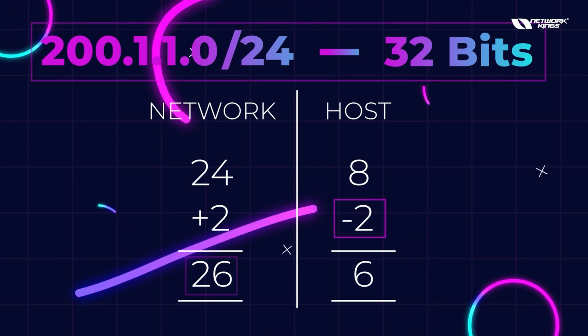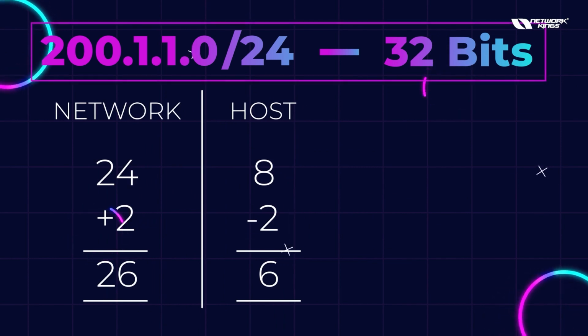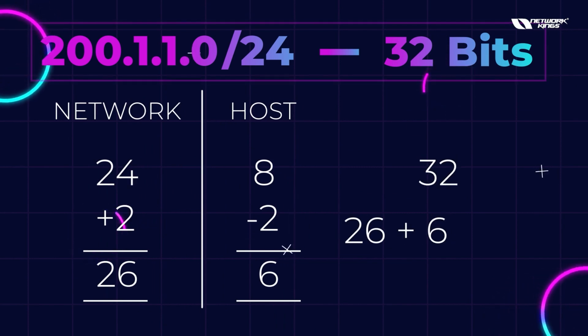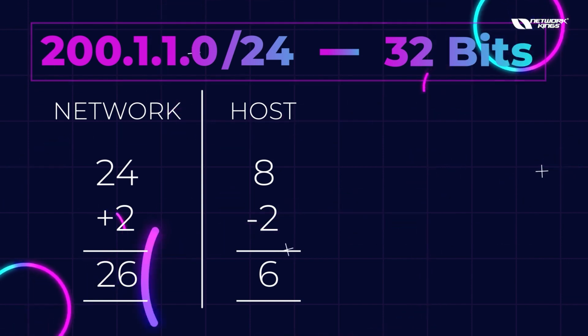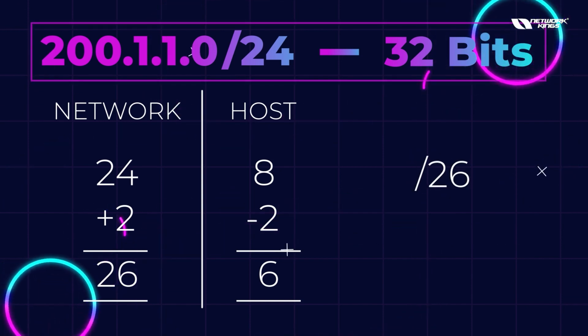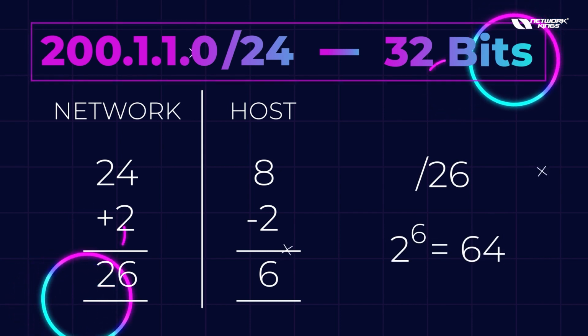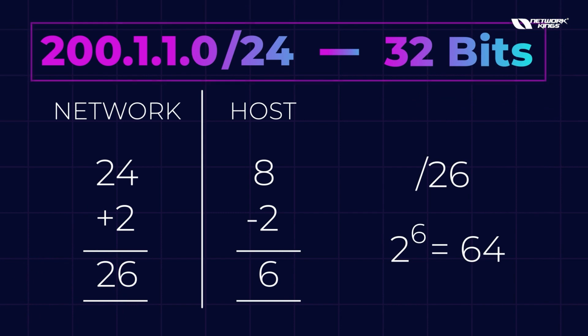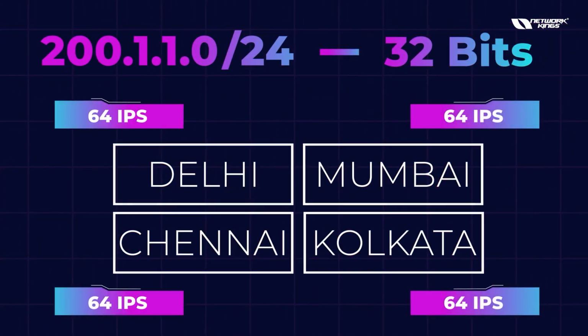Why have I reduced this? Because we need to balance it every time. I need a total of 32 here. 26 plus 6 is also 32. I need to maintain this 32, so you can shuffle the numbers from here and there. So it means I'm going to have /26, and 2 to the power of 6 is 64. So we will have around 64 IPs in every group.